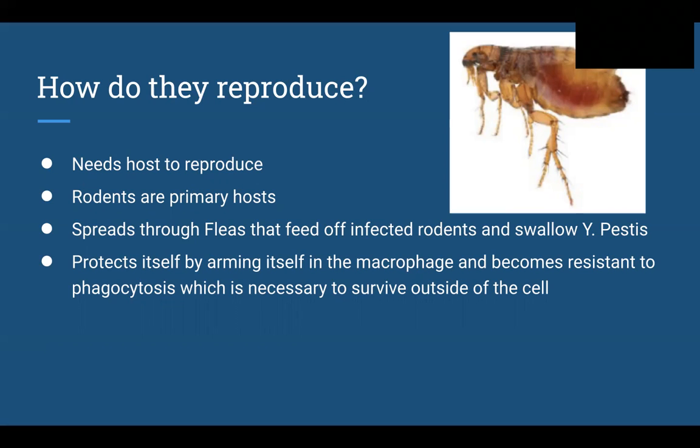And how Yersinia pestis protects itself is by hiding inside the macrophage, and it becomes resistant to phagocytosis, which is necessary to survive outside of the cell.